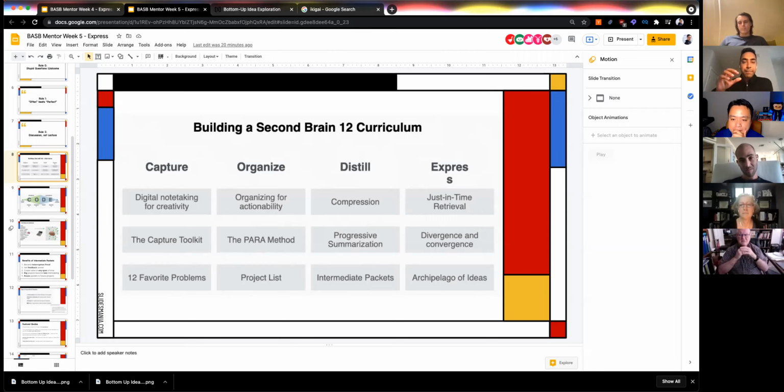Now I can see that by making more intermediate packets, I can actually scale up my work. At the same moment in time, I can work on different projects, which I previously couldn't. So that's really helped me out.